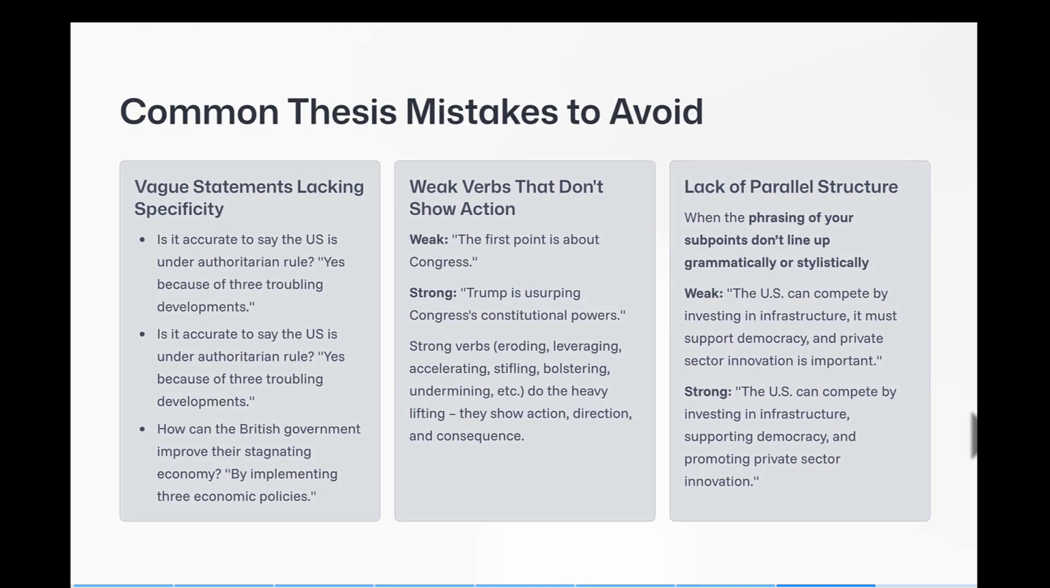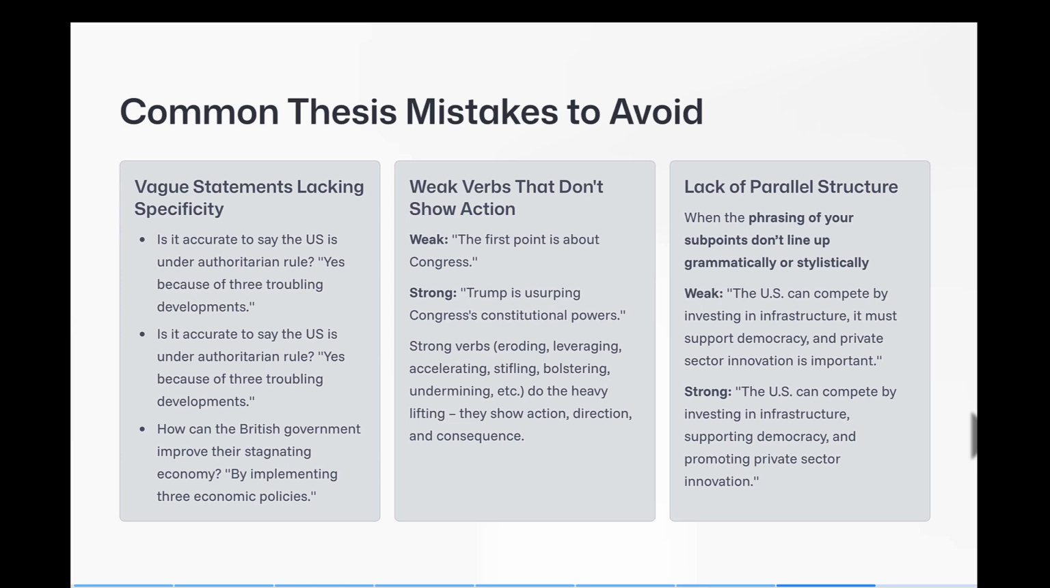Let's finally talk about some common mistakes that we want to avoid. I think I've talked about a good number of them already, but some other ones are definitely vague statements that lack specificity. I've already been touching on this, but oftentimes I might see freshmen try to do an umbrella thesis, but they would say something like, let's look at this first one. Is it accurate to say that the U.S. is under authoritarian rule?